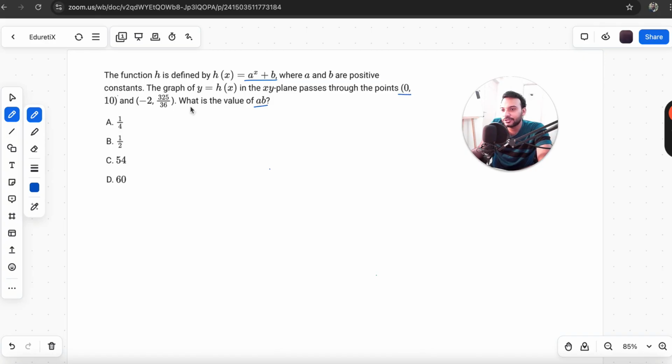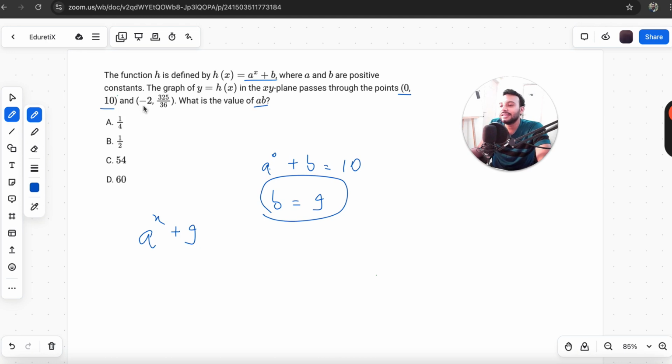So let's pick this first point, 0, 10. X is equal to 0, y is 10. If I put x is equal to 0, it's a raised by 0 plus b is equal to 10. A raised by 0 is 1, b is equal to 10 minus 1, which is 9. The value of b is 9, that is certain now. So a raised by x plus 9. This is the curve which passes through 0, 10 and negative 2, 325 over 36.